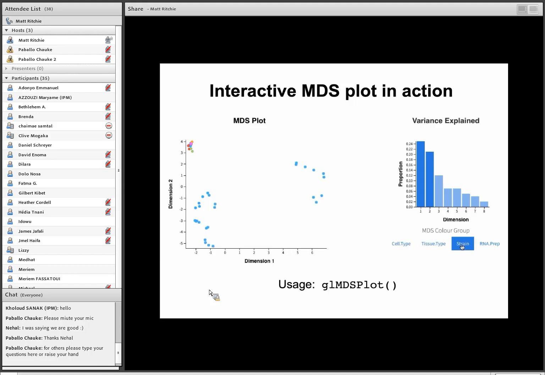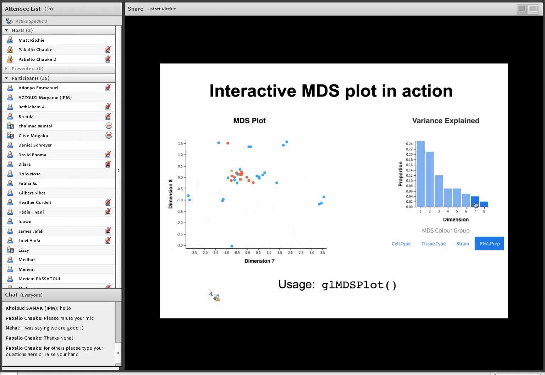They can color code the points by different variables that are available. So perhaps there are different strains of mice in this experiment, different RNA preparation methods, and then you can scroll through the different dimensions and look to see if some of these different variables explain some of the variation. And this is really useful for the analyst to work out, well, what's the most useful linear model to fit? Do I have to add in some extra effects for some of these RNA preparation methods or mouse strain or other things? Are these also affecting gene expression or not? So you can explore that interactively, which is quite cool.